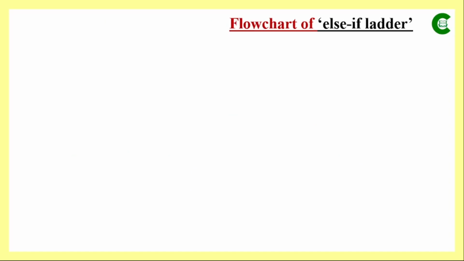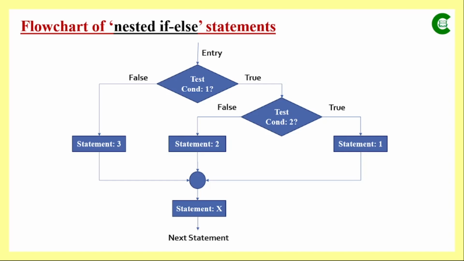Now this is the else-if ladder part, which is the main part of today's class. What is the difference of else-if ladder with nested if-else? In the case of nested if-else, as I said, there will be one if under another if. So if the condition of the previous if is true, then we go for checking the second condition, and if the result of the second condition is true, then we go for checking the third condition. So, if under another if.